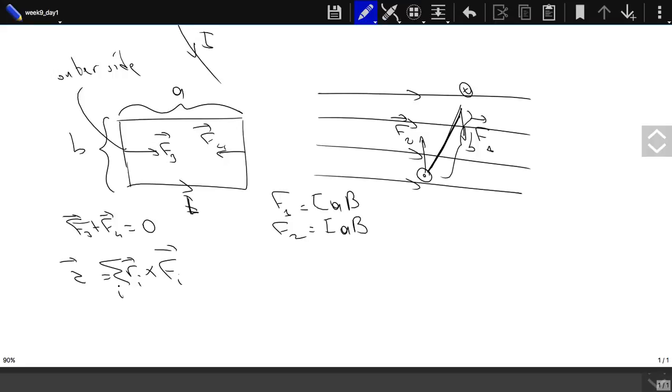And now what we did was, for each one of these forces, we calculated the torque. This is my center. This length is b over 2. This length is also b over 2. Let's call this angle theta, the angle between the force and my rectangle. Then the torque created by these forces, what are their directions?